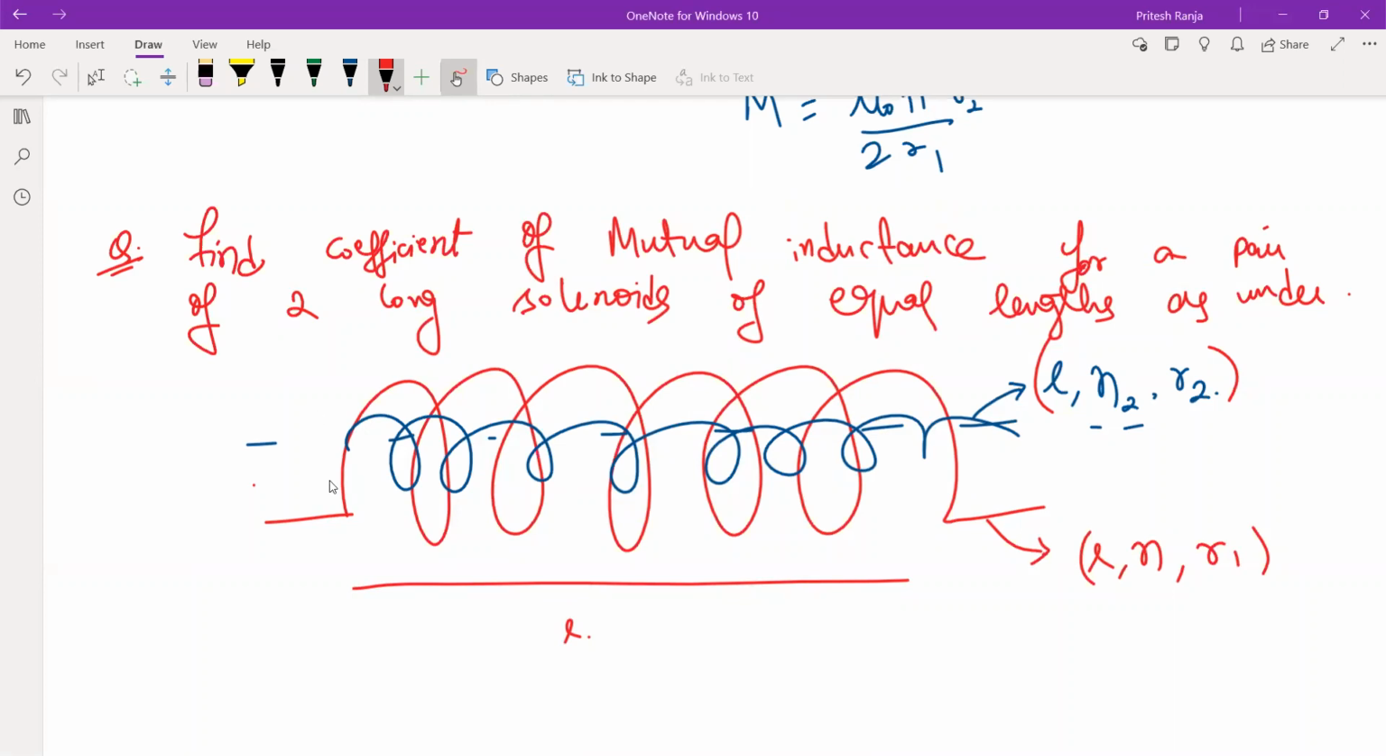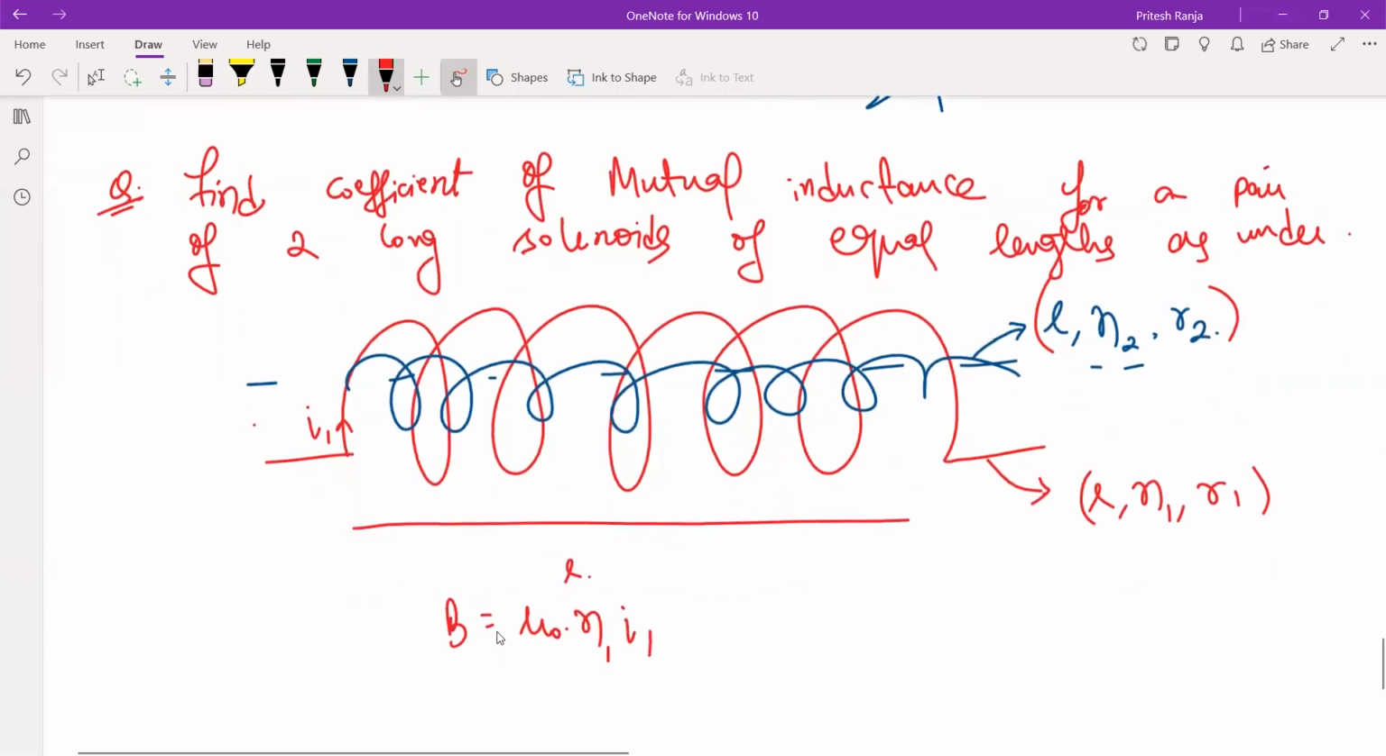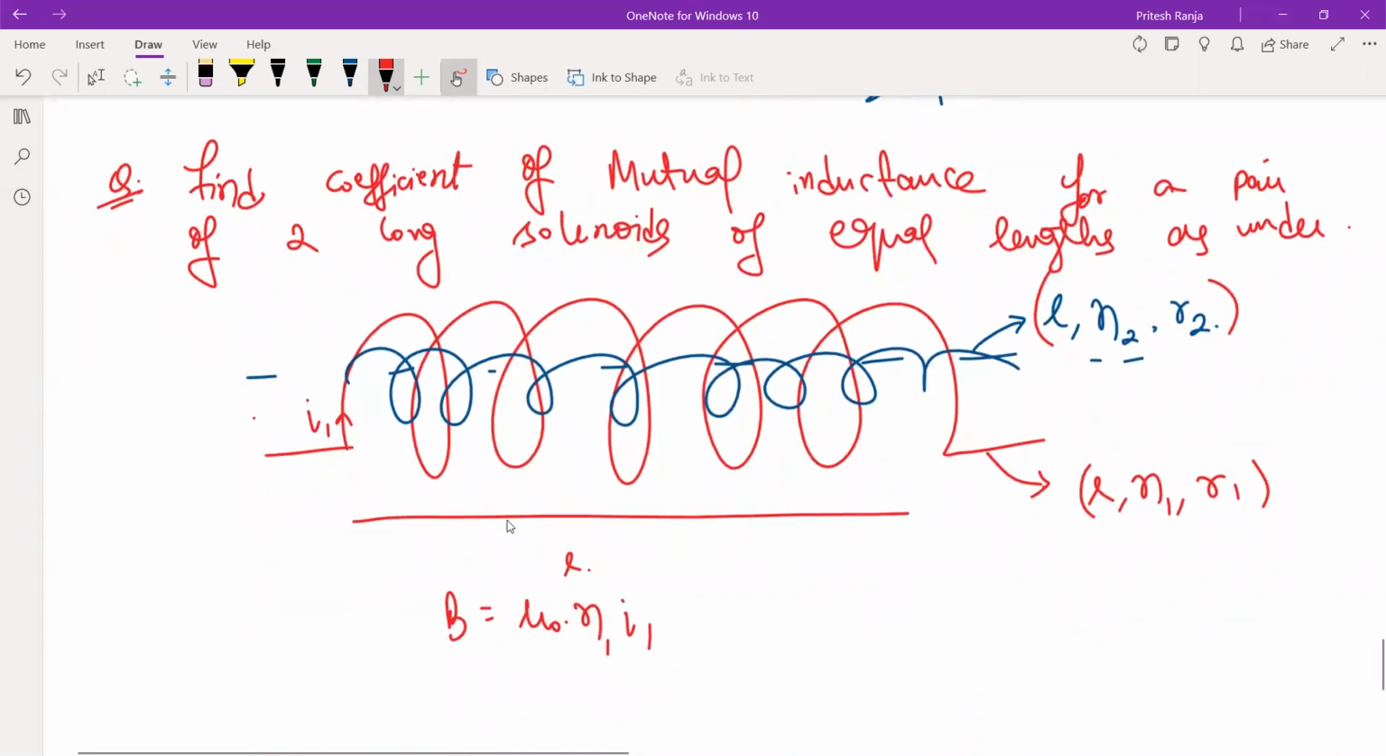So let us suppose we consider again the outer coil, and assume current I1. Due to this I1, the magnetic field inside the solenoid will be mu naught N1 I1. This will be the magnetic field inside the solenoid, and the same magnetic field will be there even within the second solenoid.